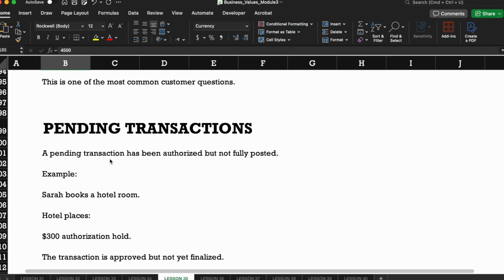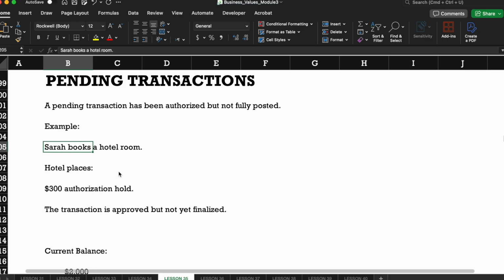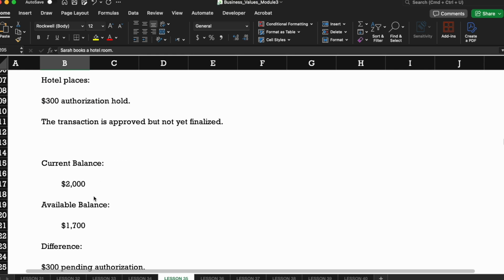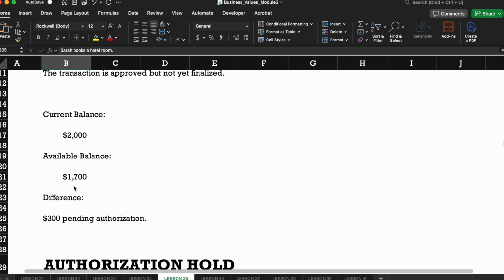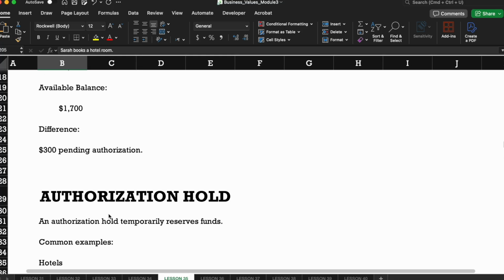A pending transaction has been authorized but not fully posted. Sarah books a hotel room. The hotel places a 300 authorization hold. The transaction is approved but not yet finalized. This will also happen when you go to a gas station. Usual credit card transactions happen like this, right? So current balance 2000, available balance 1700, difference 300 pending authorization.